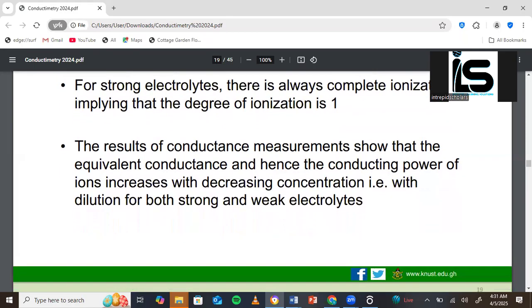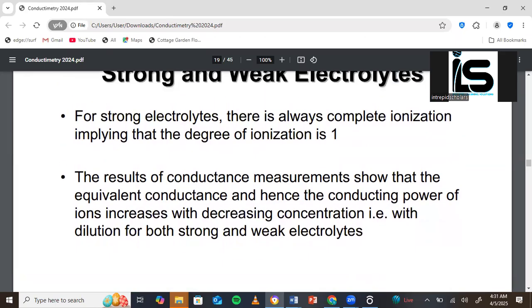The results of conductance measurement show that equivalent conductance, and hence the conducting power of ions, increases with decreasing concentration. That's with dilution, for both strong and weak. Let me explain this statement. So for strong and weak electrolytes, they will dissociate to produce ions in solution. That will result in what? That will result in them being able to conduct electricity.